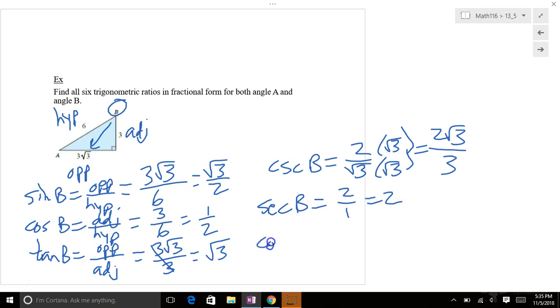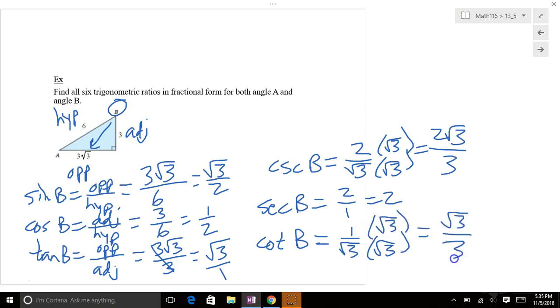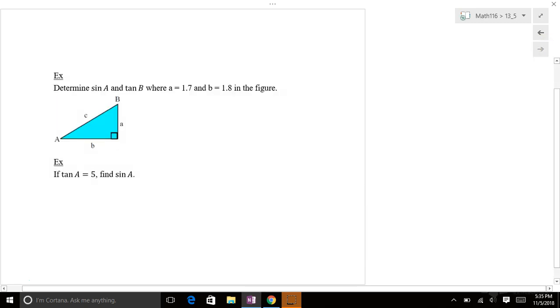Reciprocal of the tangent is the cotangent. Instead of root 3 over 1, it's 1 over root 3, and then you do have to rationalize it, so root 3 over 3. All right, so those are the 6 trig ratios on that first one. Now how about this situation?